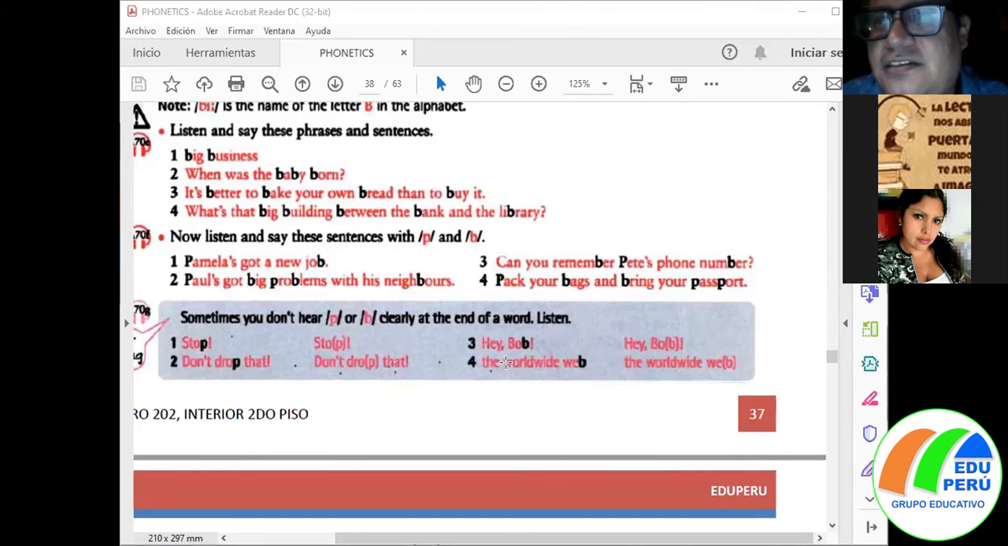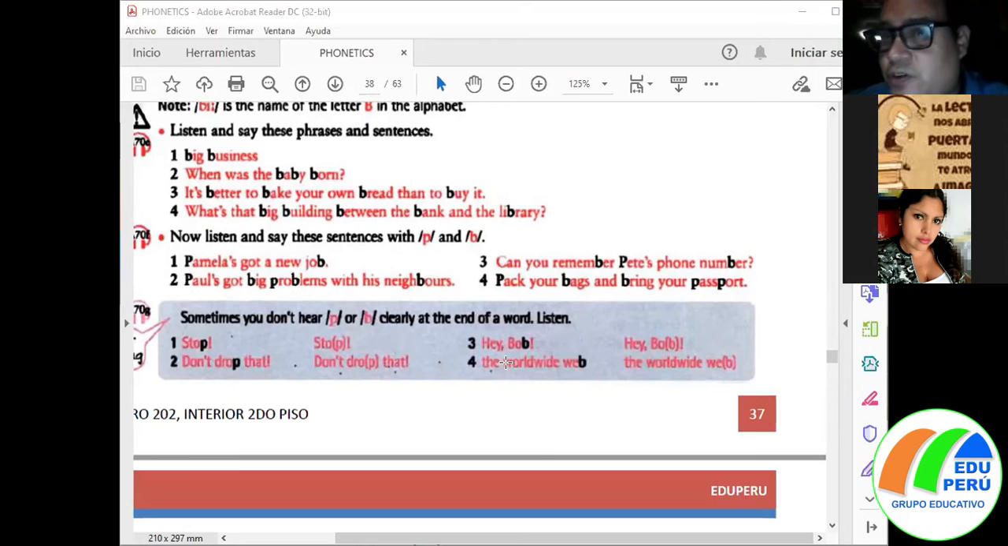The third one, hey Bob. It's not strong. You don't say hey Bob. Four, the World Wide Web. So notice here that we are reducing or taking out these sounds. All right. So why do we do that? This is phonology. Because of phonological processes. In phonology, next week we are going to talk about it.